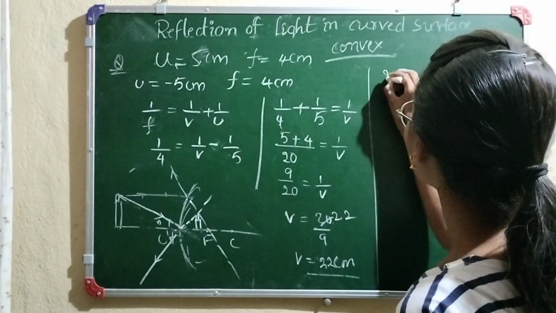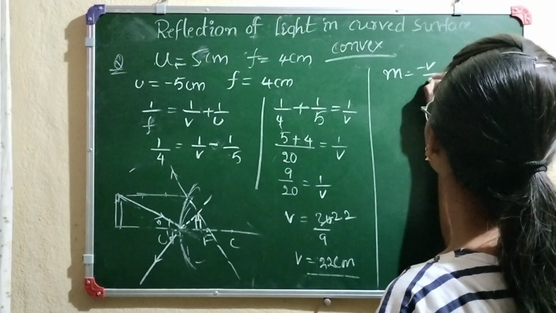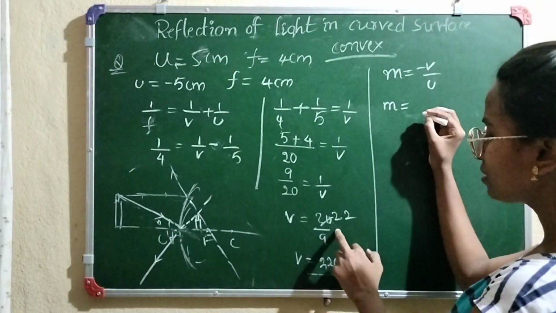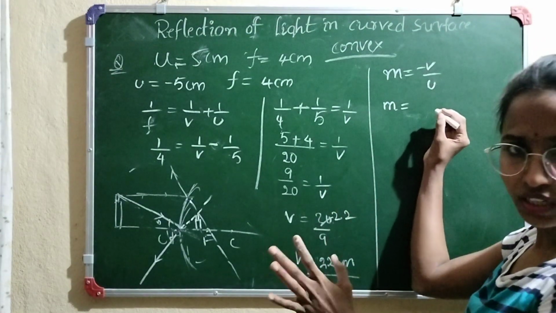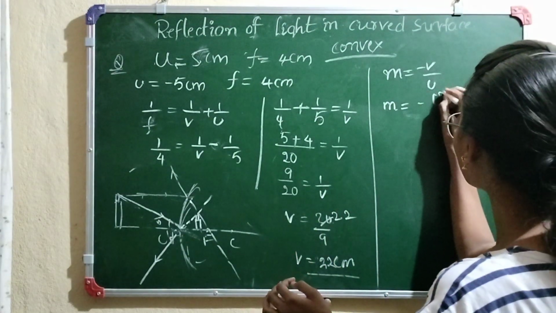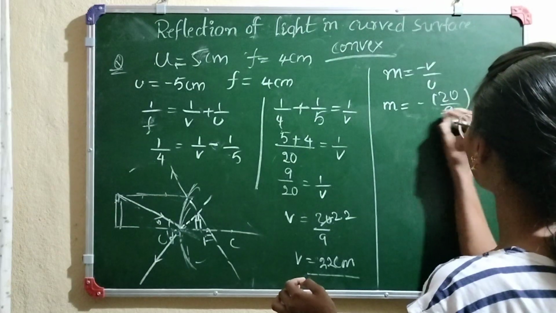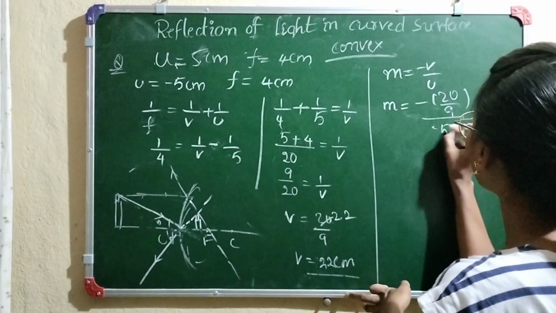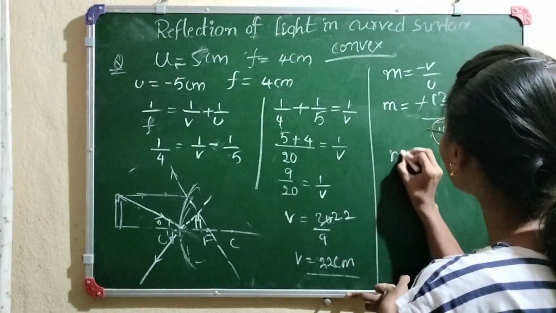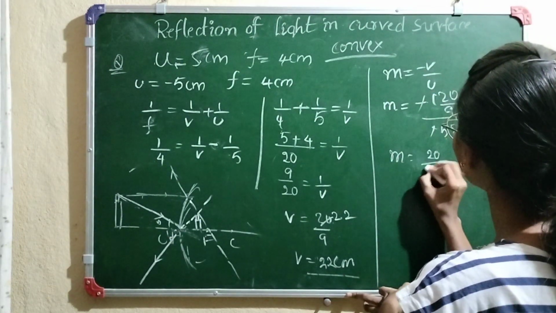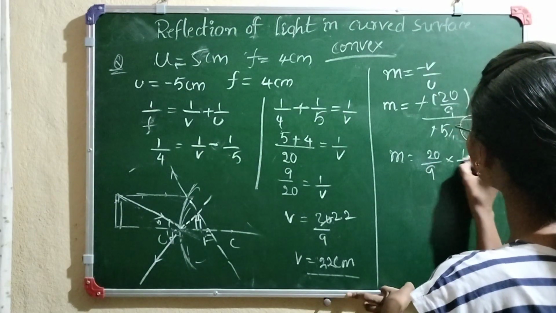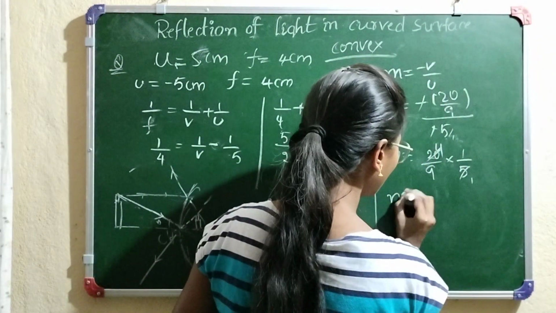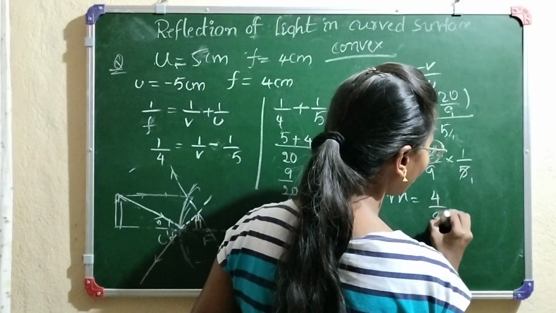So now we'll see the magnification. Magnification is minus V by U. What is V? Simply I am writing 20 by 9. Minus of 20 by 9, divided by U, which is minus 5. The minus will be cancelled now. M is equal to 20 by 9 into 1 by 5. 5 fours are 20. M is equal to 4 by 9.